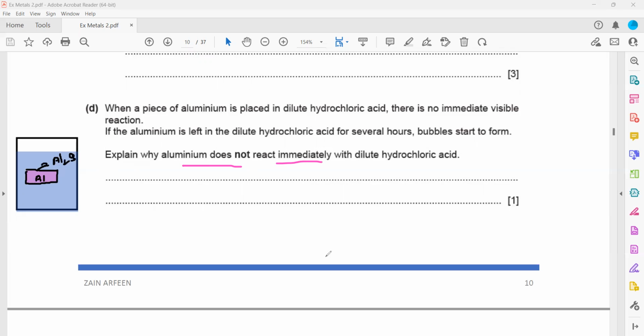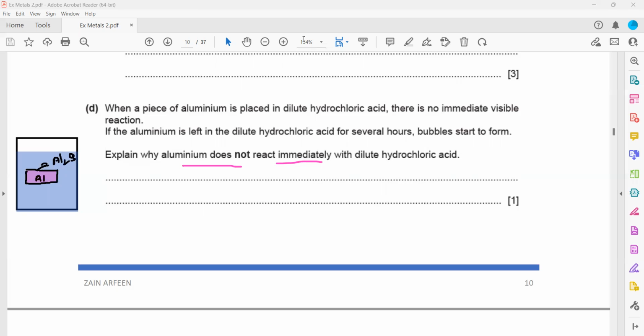And this aluminum oxide does not react quickly with acid. So the answer for this one: aluminum is coated with an unreactive oxide layer. That's why the reaction does not start immediately. If we leave it for several hours in acid, then the oxide layer is removed and the aluminum starts to react with the acid.